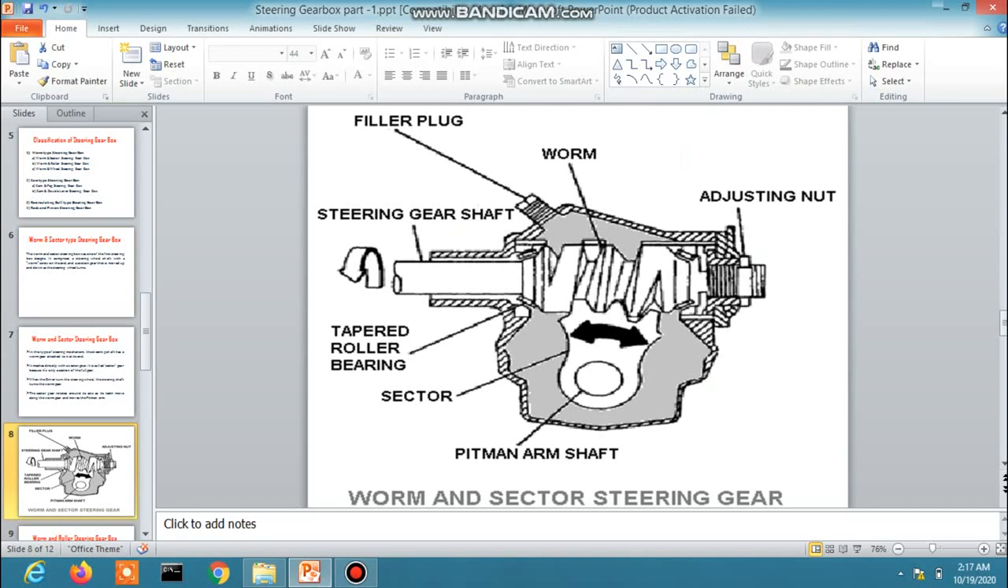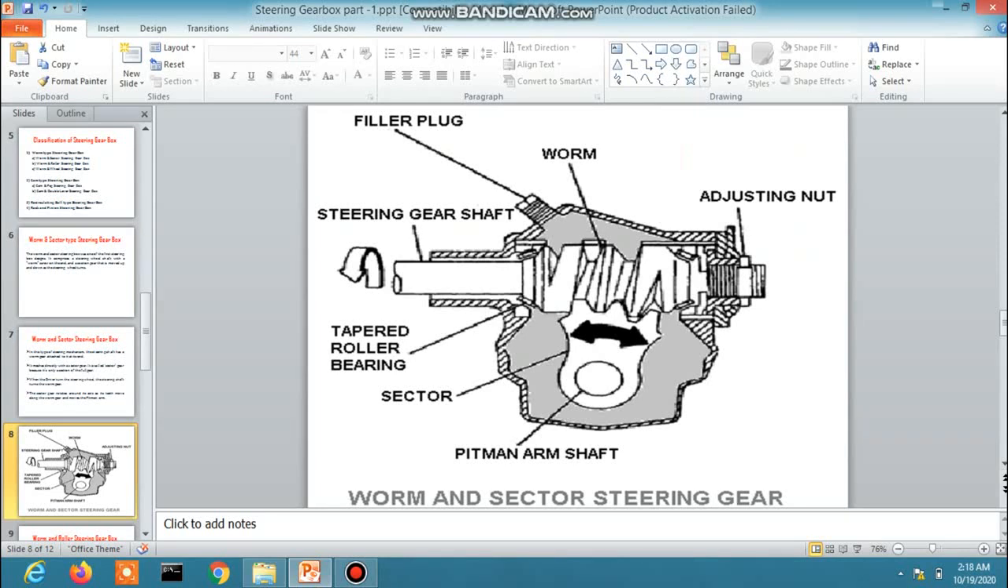So the taper bearings are placed on both sides of the one gear, and the sector gear is attached to the pitman arm shaft. So the rotary motion: when the steering wheel is turned, the sector gear moves with the rotation of the steering shaft. That means the rotation is transmitted to the pitman arm shaft to the drag link.